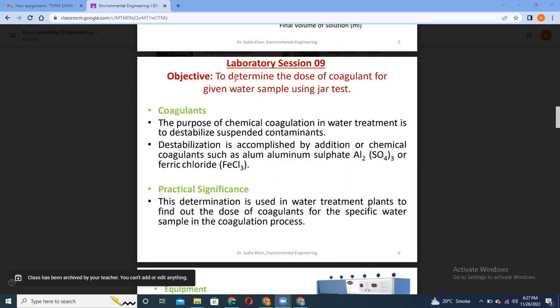What is destabilization? First, we'll discuss that destabilization is accomplished by the addition of chemical coagulants such as aluminium sulfate or ferric chloride. First, we'll discuss the practical significance of using such coagulants to treat water. This determination is used in water treatment plants to find out the dose of coagulants for the specific water sample in the coagulation process.